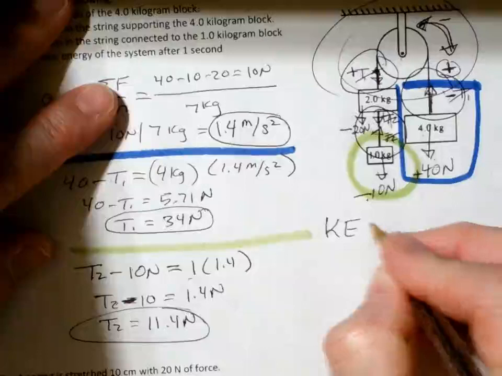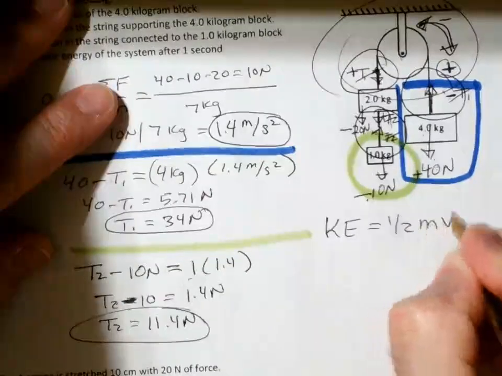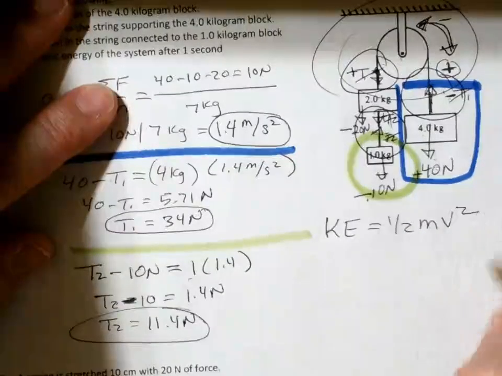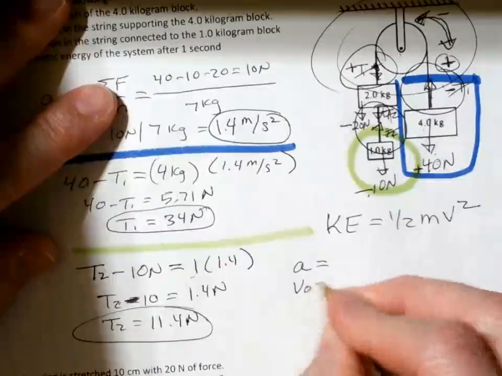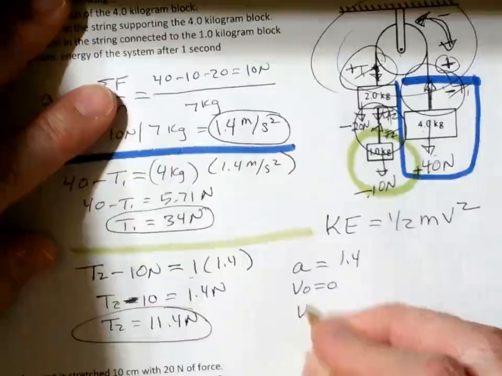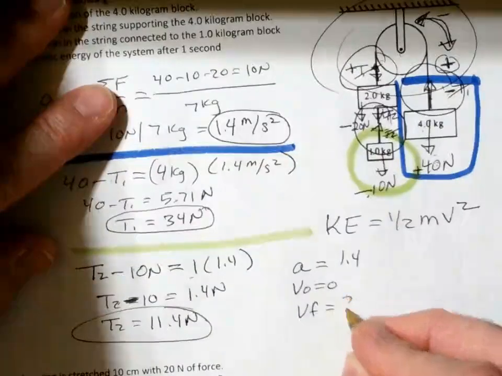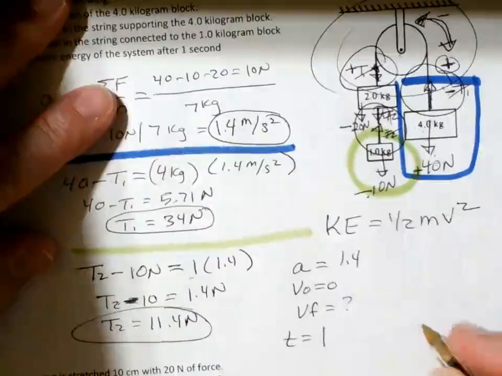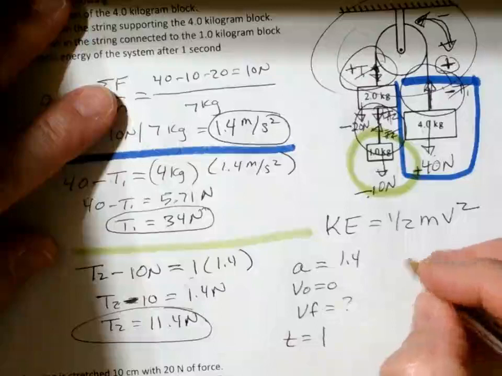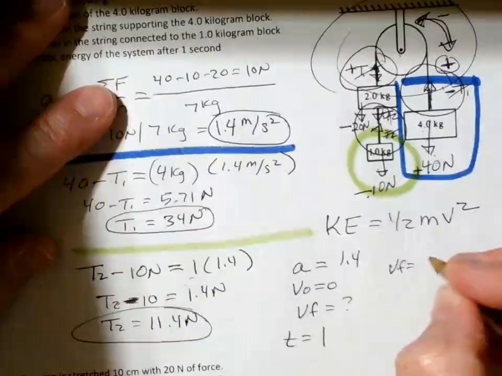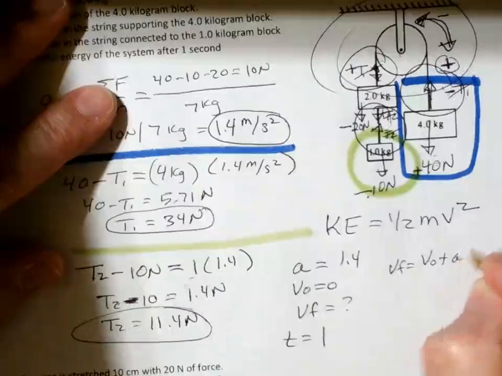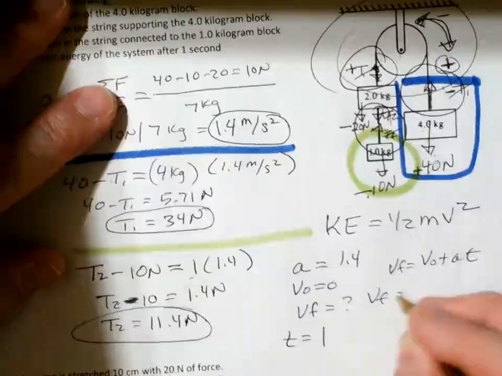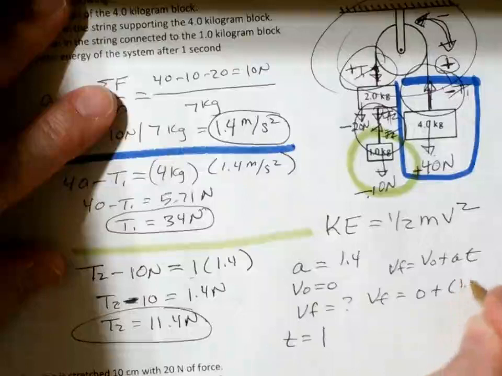I guess there's probably some different ways to do it, but we could try to figure out what the speed is after 1 second. We know the acceleration, and we know it starts from rest. We can find the final velocity at time equals 1 second. So VF equals V naught plus AT, which is 0 plus 1.4 times 1, so 1.4.